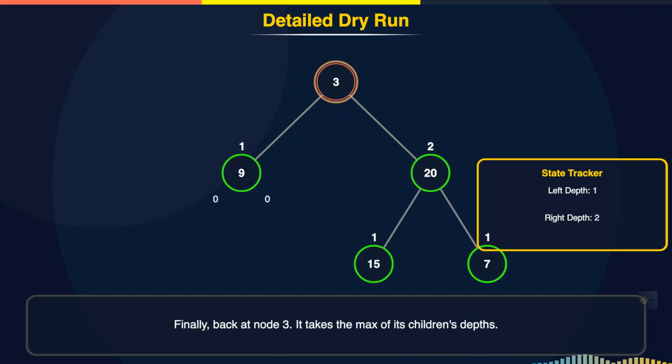Finally, back at node 3. It takes the maximum of its left child's depth, 1, and its right child's depth, 2. The max is 2. We add 1 for the root itself, giving us a final maximum depth of 3.